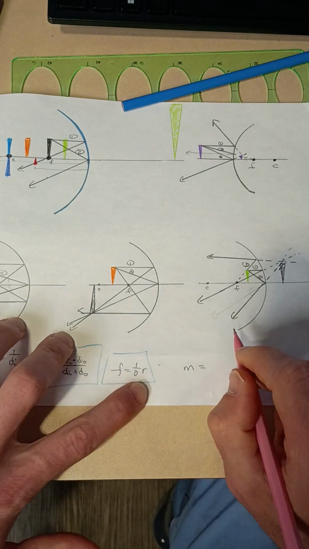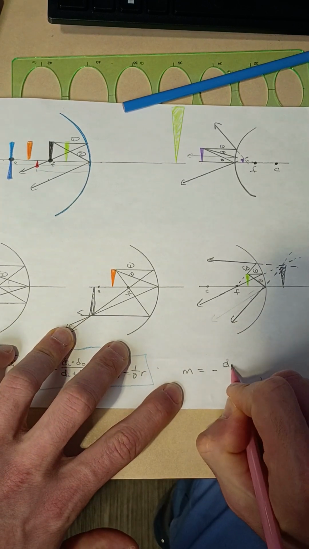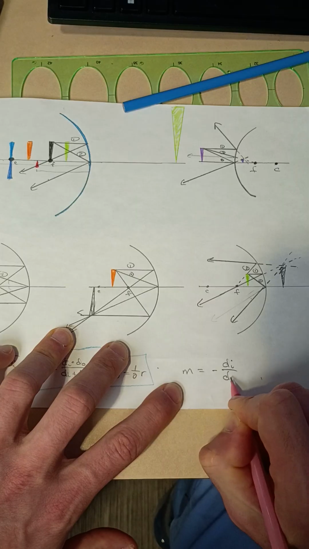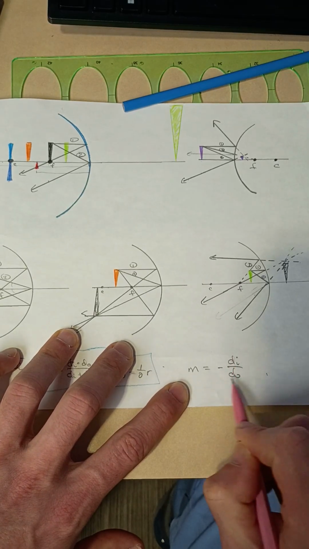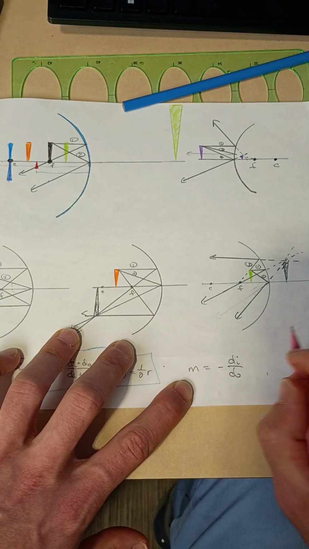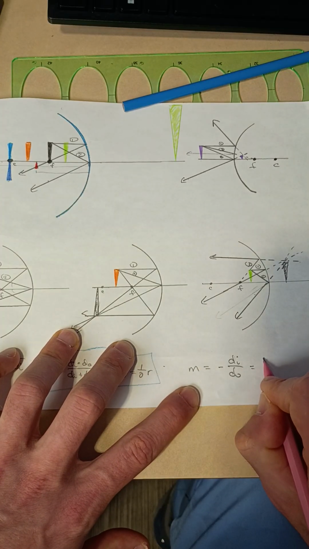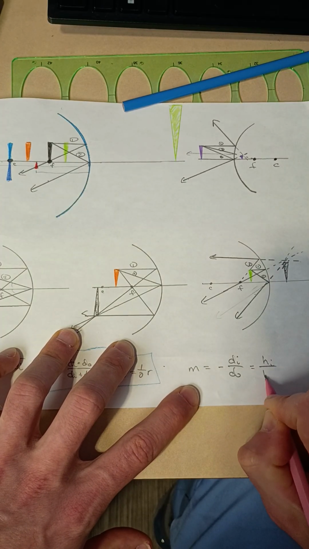Okay, now magnification. Magnification equals negative distance of image over distance of object. So if the image is bigger than the object, there's going to be a magnification. Okay, and this is also equal to height of the image over height of the object.